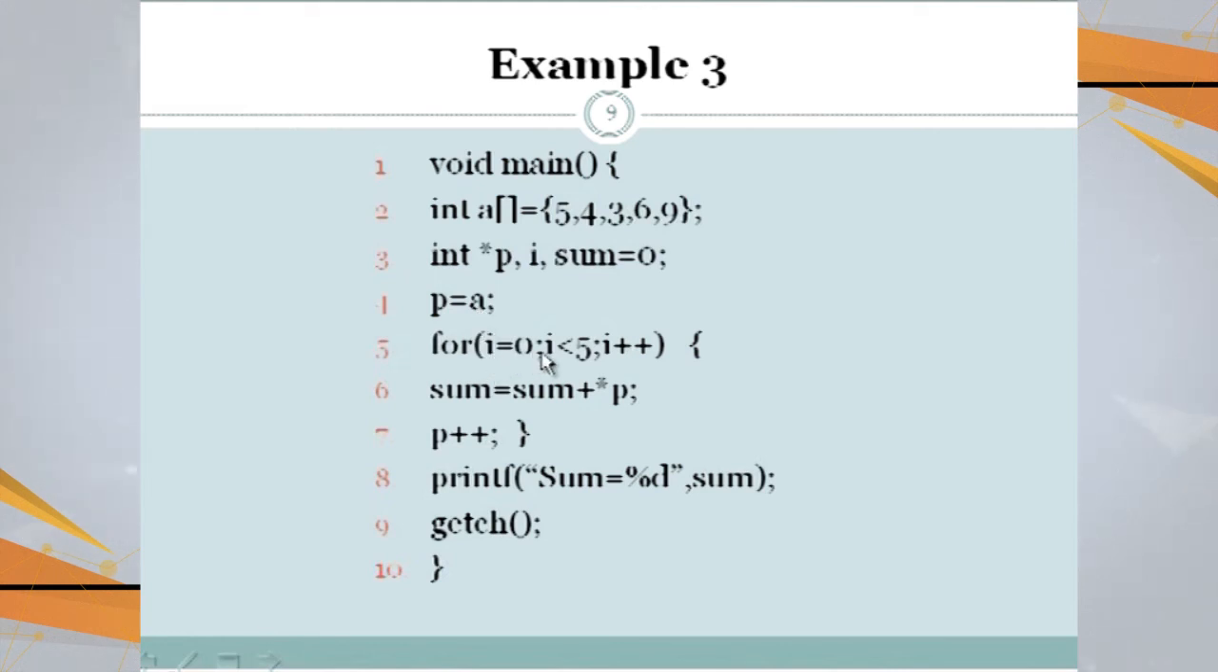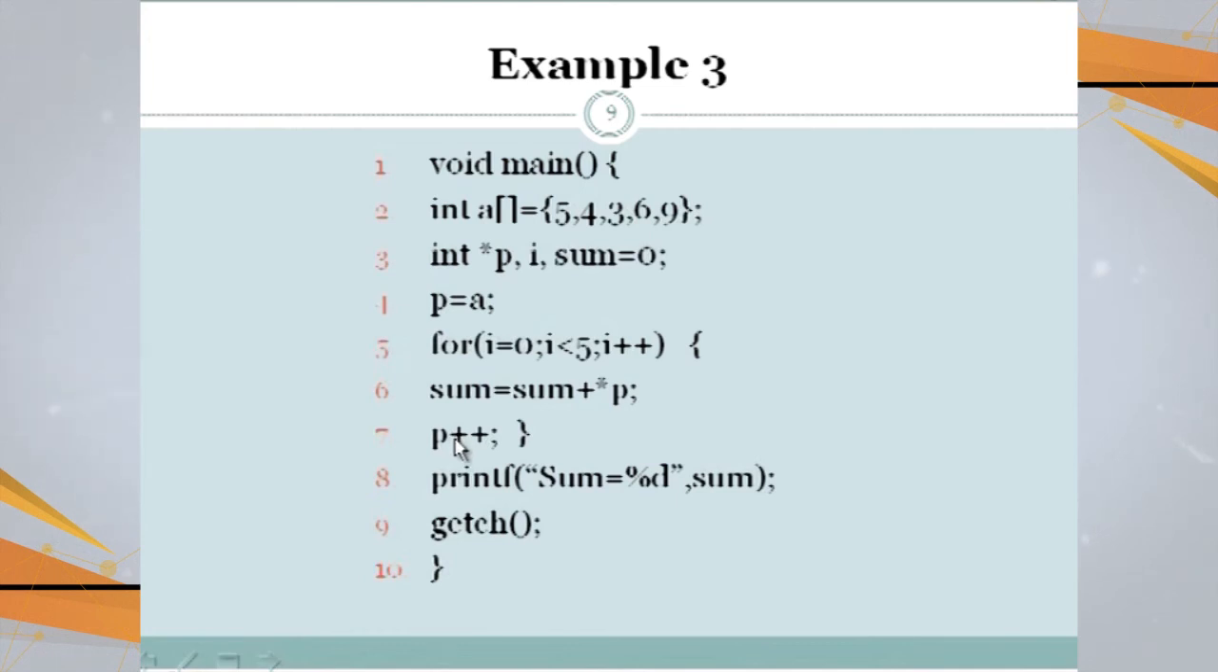I equals 0, I less than 5, yes, the condition is true. Sum equals sum plus *p. As p is currently pointing to the first element, *p will return 5. 5 will be added to sum. Then p++ will move the pointer variable to the second element of the array. In the next cycle, *p will return the second element of the array, and thus 4 will be added to the current value of sum.